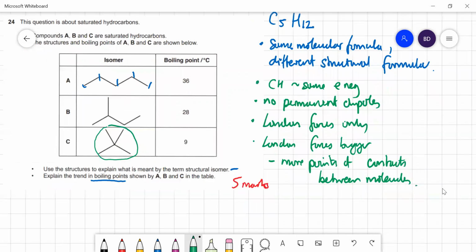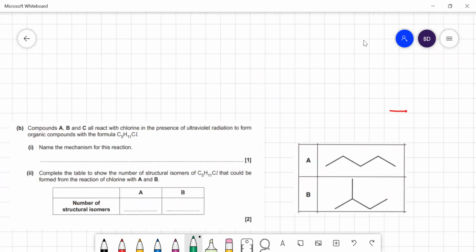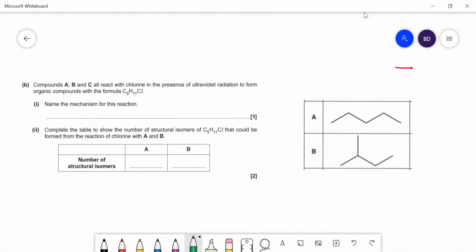Okay. Right, this question continues about these isomers. Organic compounds A, B, and C all react with chlorine in the presence of ultraviolet to form organic compounds with this formula. So you've swapped a hydrogen for a chlorine. So it's a substitution reaction. What kind of mechanism is it called? We should know this is a free radical substitution.